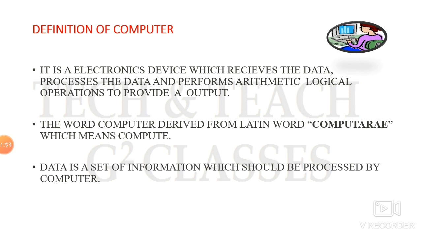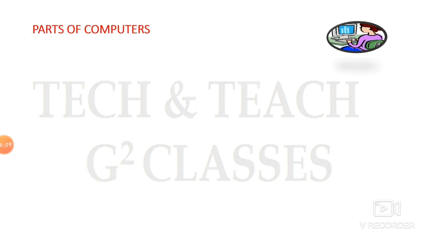Next, data is a set of information which should be processed by the computer. I already told that it will take the data whatever is given by the user, me or you, and it will process it with the help of a CPU and give the desired output. Now, parts of a computer. Everyone knows what the parts of a computer are.